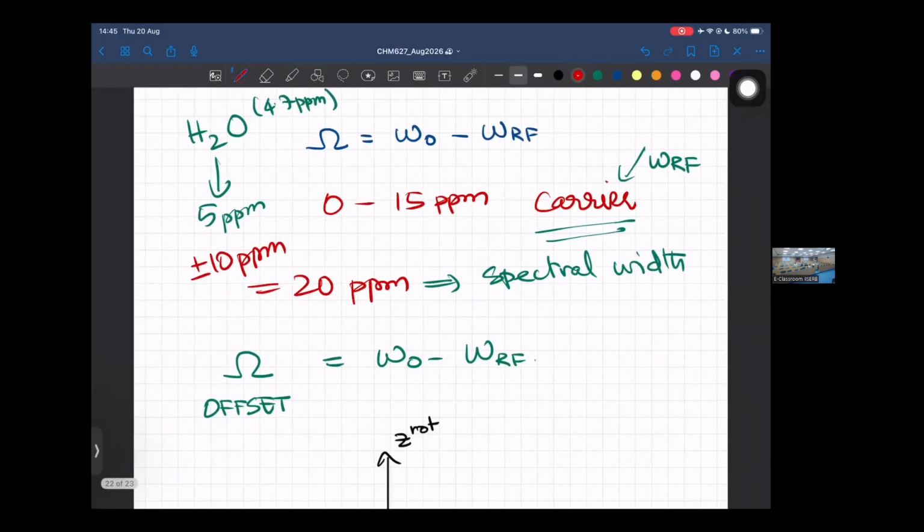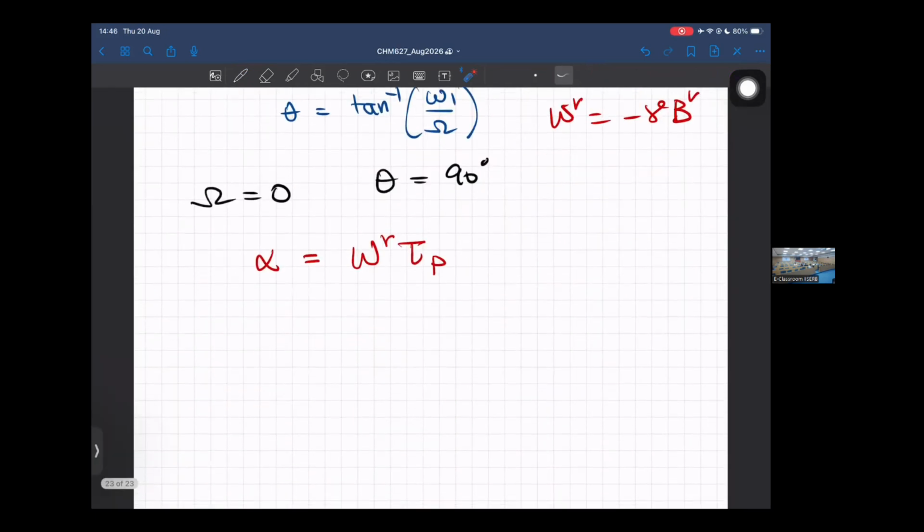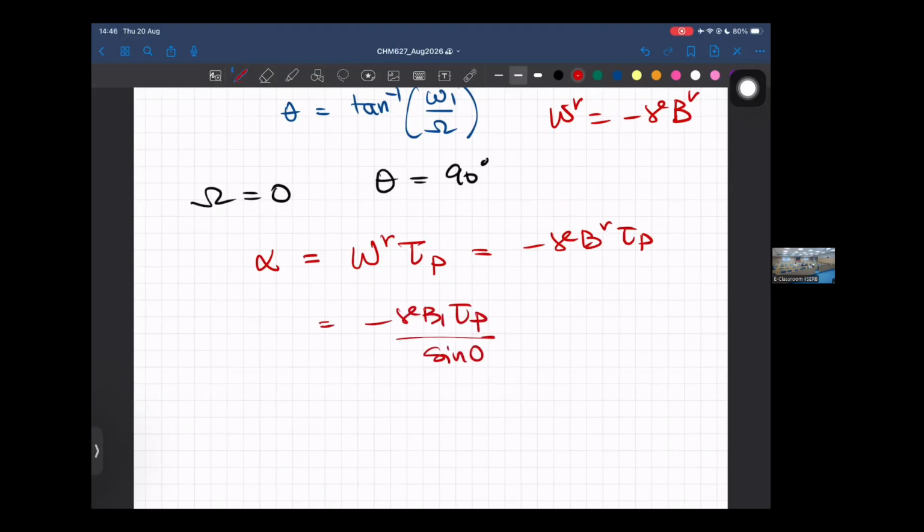And what is BR? Let's take a look at BR, which is B effective. This is going to be nothing but B1 divided by sine theta. So BR is going to be B1 divided by sine theta, largely because sine theta is B1 by BR and therefore BR is B1 by sine theta. So therefore, minus gamma BR tau p is going to be minus gamma B1 tau p by sine theta, which makes it omega 1 tau p by sine theta.